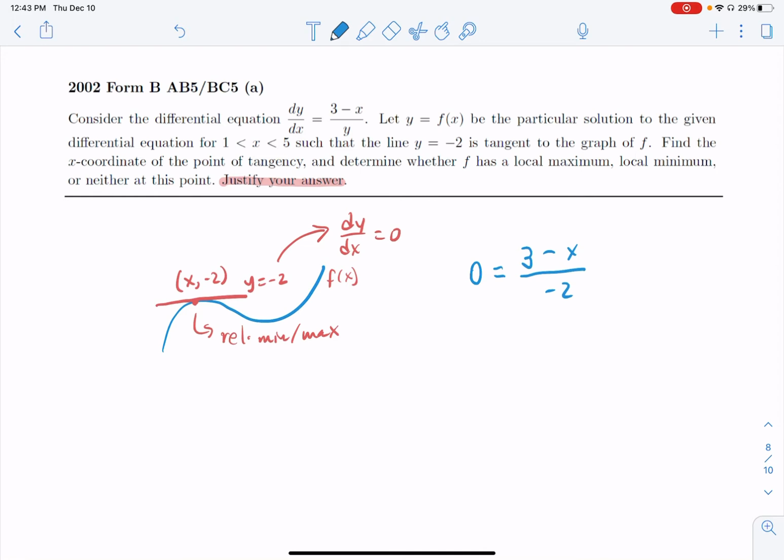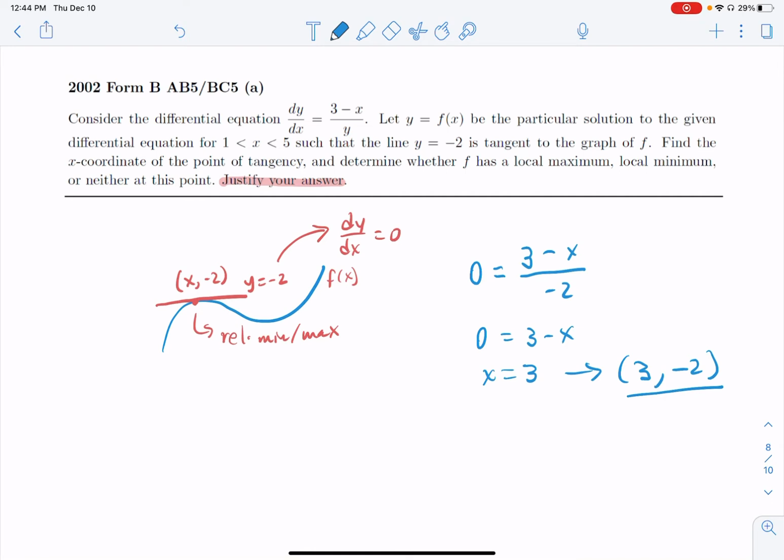Multiply both sides by negative 2, it's still 0. It's equal to 3 minus x. And then from algebra, just add the x over, x is equal to 3. So there we go. Our point of tangency is (3, -2). And I'm probably going to need that later. So this was probably worth a point on the original free response question.